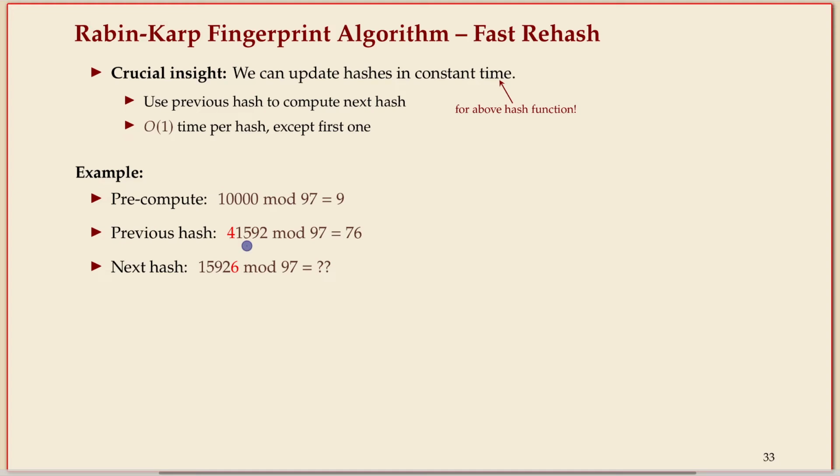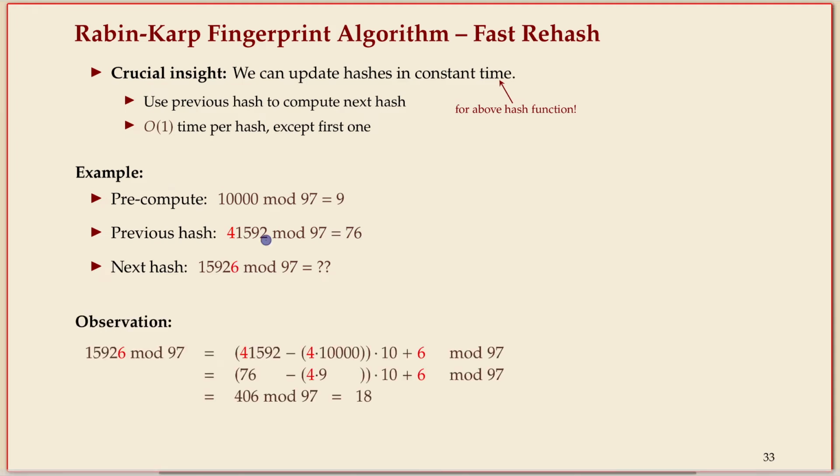If we had a hash before, and we now want to get rid of the 4 and add a new character at the end, we can compute that by taking the old hash, subtracting the first digit in a way, and then adding the 6. So in the obvious way, in decimal notation, you would do it like that.